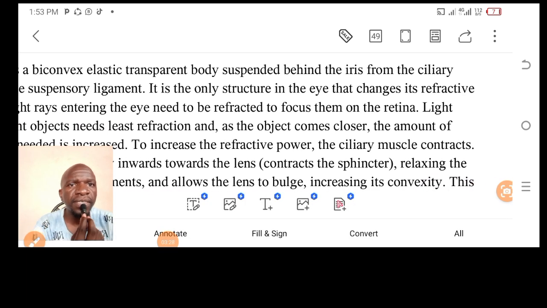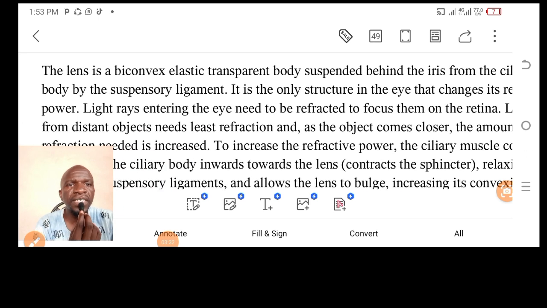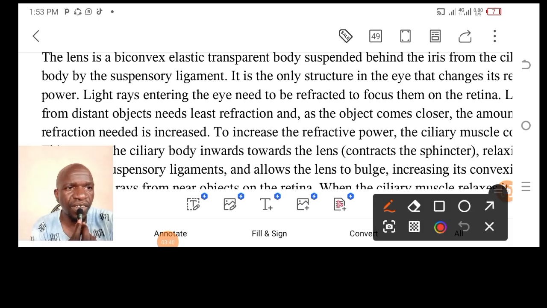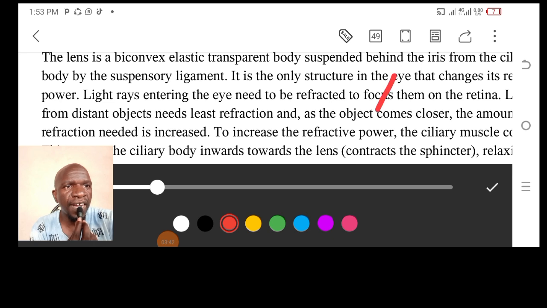So we've seen that it is the only structure in the eye that changes its refractive power. Light rays entering the eye need to be refracted, that is bent, to focus them on the retina. So it is also the function of the lens to focus the light rays on the retina.